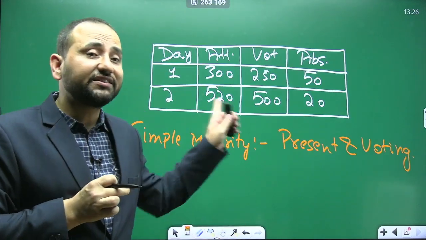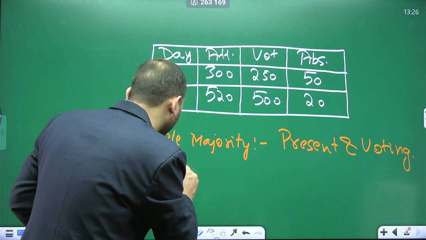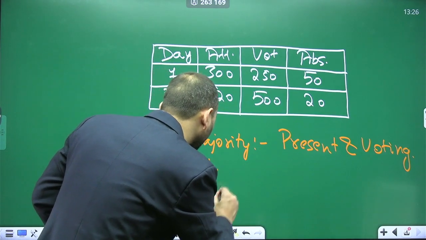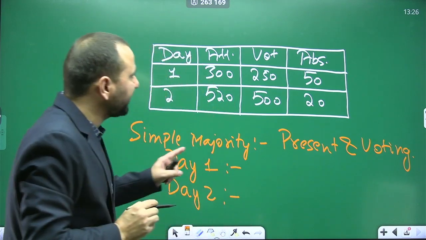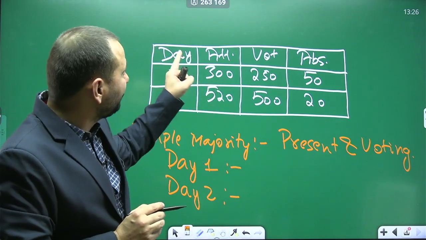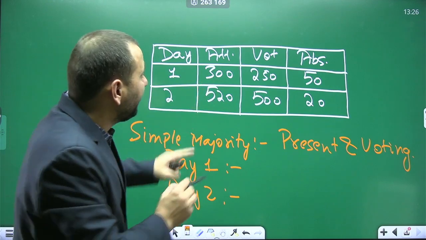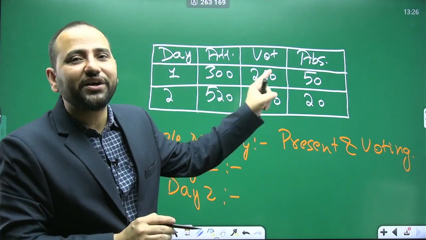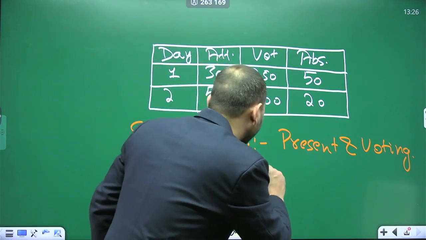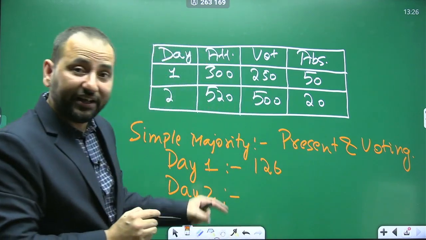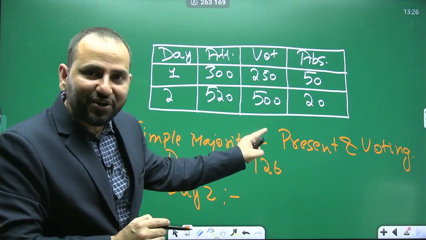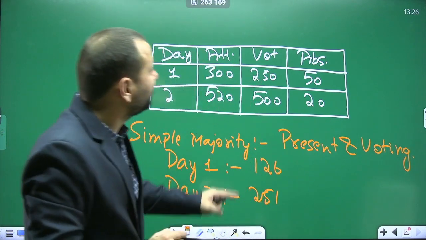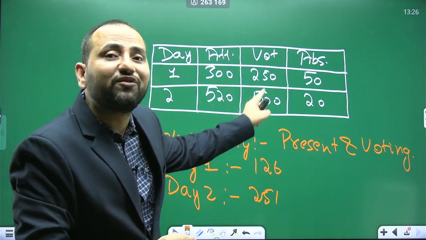So, if you see this example here, just try to understand what happens on day 1 as well as what happens on day 2. If you see these two concepts, just try to see. On day 1, how many of the members were present? 300. But how many of them voted? 250 only. So, we have to take the majority of 250, that is 126. On the other hand, if you see the simple majority on day 2, it turns out to be 251. Why? Because we are seeing this majority of the members present and voting in the house.